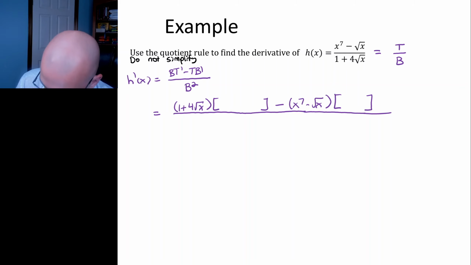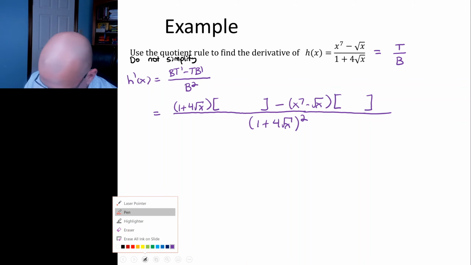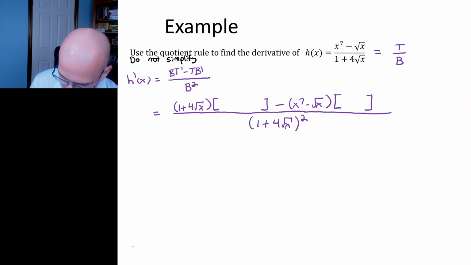All divided by the bottom squared, 1 plus 4 root x all squared, which by the way is not 1 plus 16x. There's a cross term in there. Foil it out if you want to expand it. If you don't want to expand it, leave it alone. Leave it exactly like that. Anyway, let's figure out what we're going to put in those boxes.